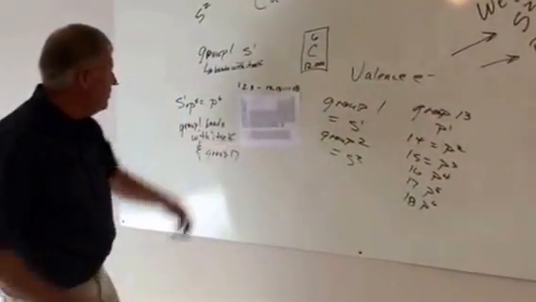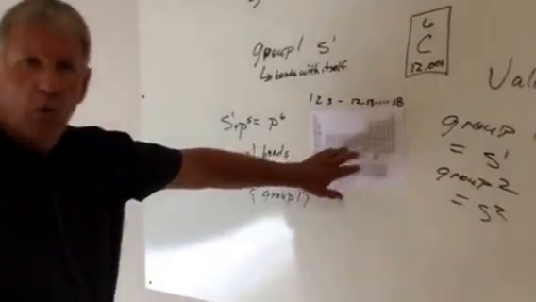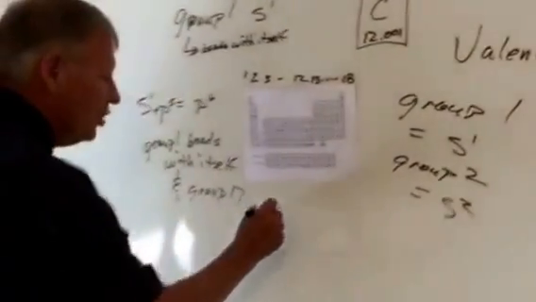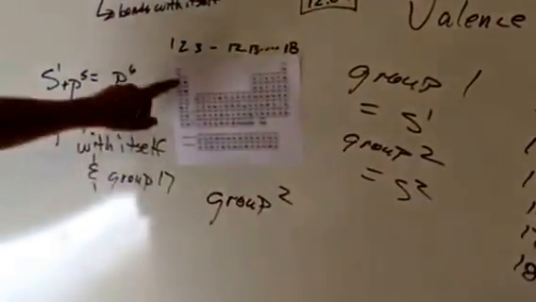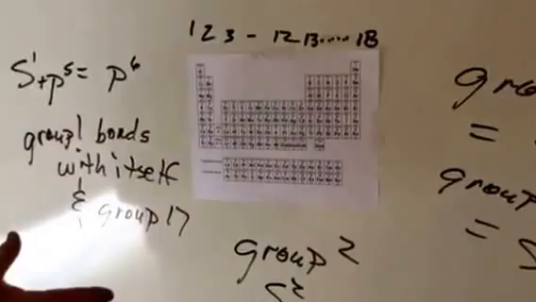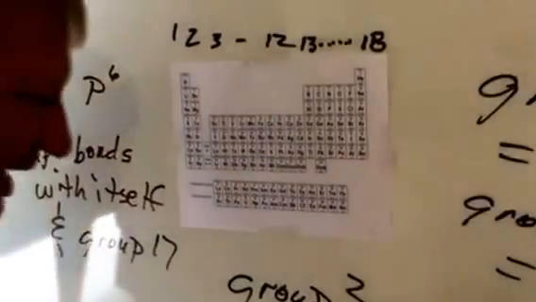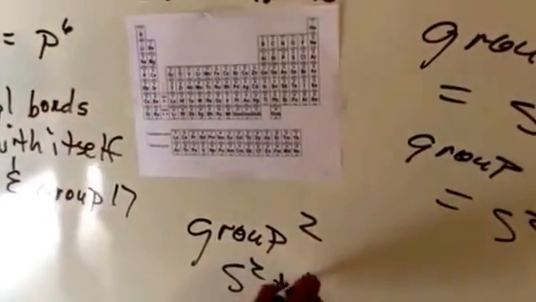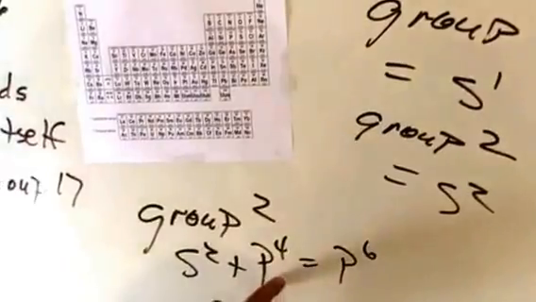So now, let's take group 2. We don't worry about the transition metals, so everything in 3 through 12 we don't worry about. So group 2, what does it bond with? Well, it's an S2. So it doesn't bond with itself, because that'd be an S4. That's no good. So what do we got to get a P6 once again? How many electrons plus 2 equals 6? That'd be a P4. So that's going to equal a P6.